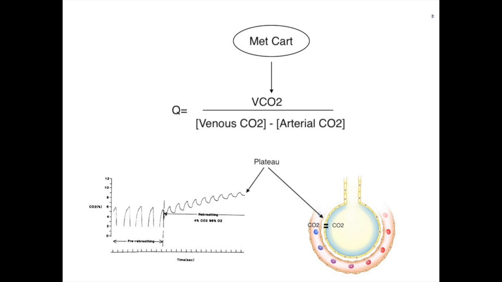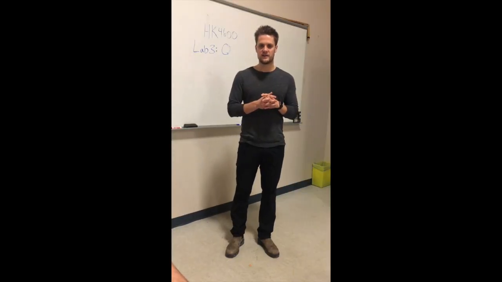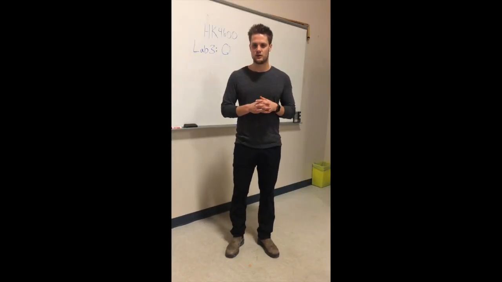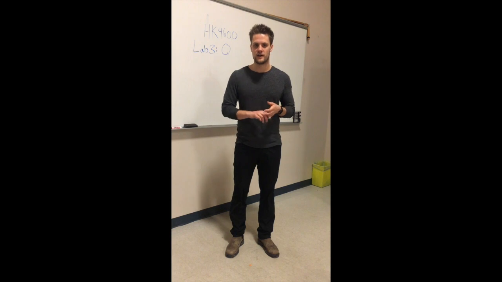Because at equilibrium, CO2 diffusion becomes zero, and the CO2 in the capillary blood can be assumed to be equal to the CO2 in the alveoli. Thus the venous CO2, the term we need to finish the equation, can be predicted. And now we have all the terms to calculate Q. Today you'll be doing that in lab, using the CO2 rebreathing technique to measure Q at rest and then at exercise, so we can examine the relationship between oxygen consumption and cardiac output at rest and at exercise.